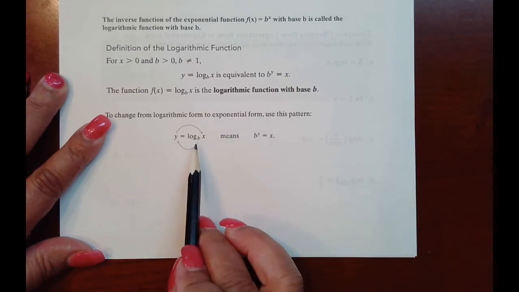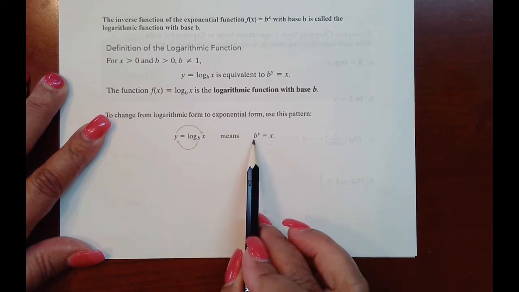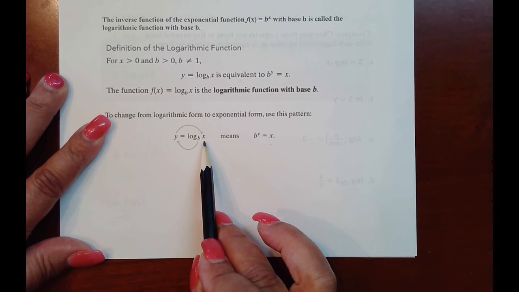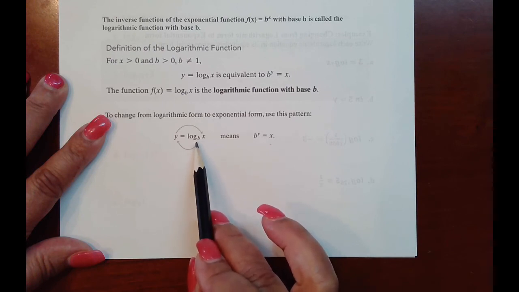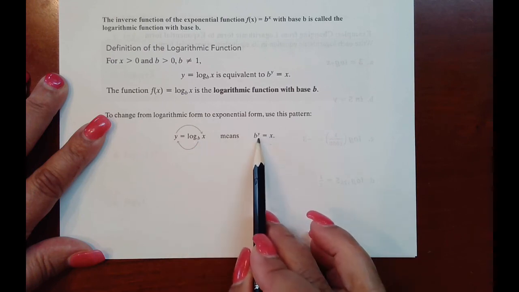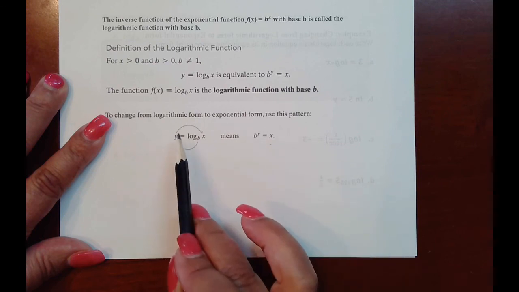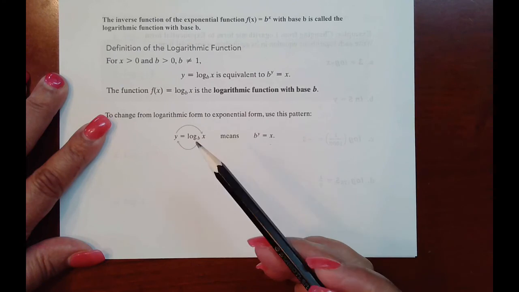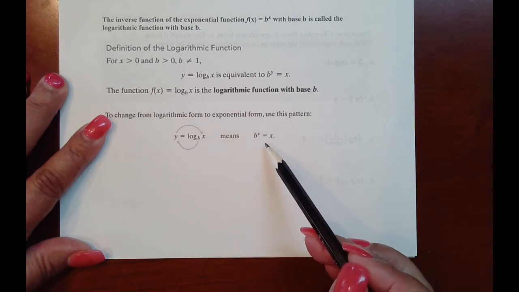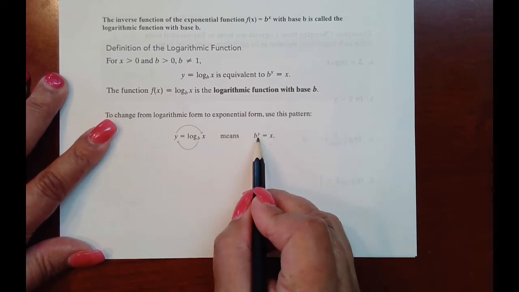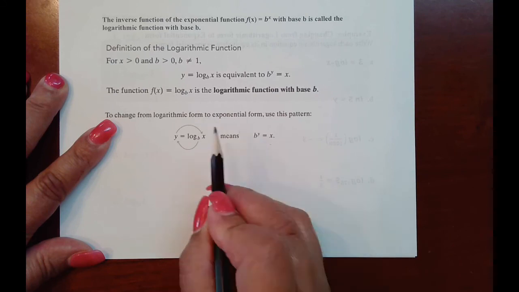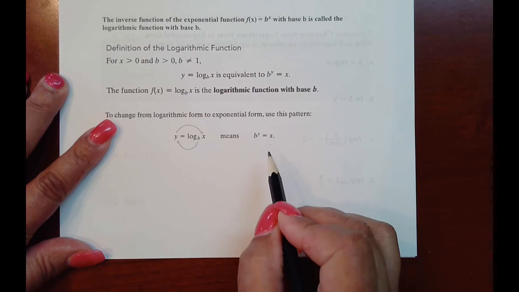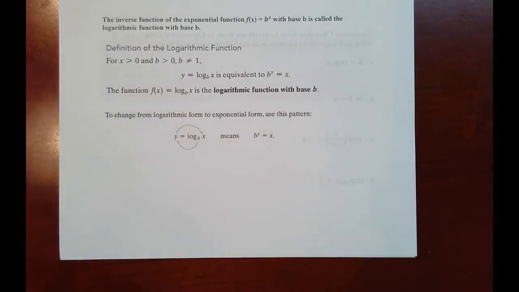So push up that base, there it is right there, and then notice that on the side where the base was, there was an x, now there's a y. And that's because the y and the x shift sides when you're going to go from log form to exponential form. Okay, the y comes over and is now on the side where the base is, and the x goes over and is now by itself. So we're going to practice that over and over again.